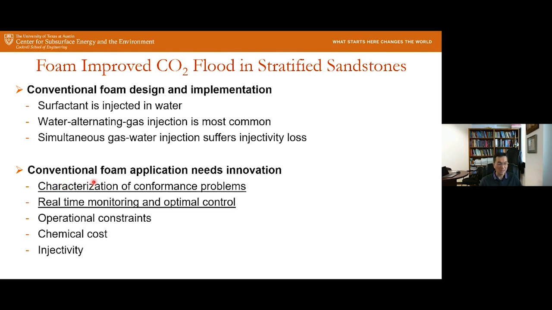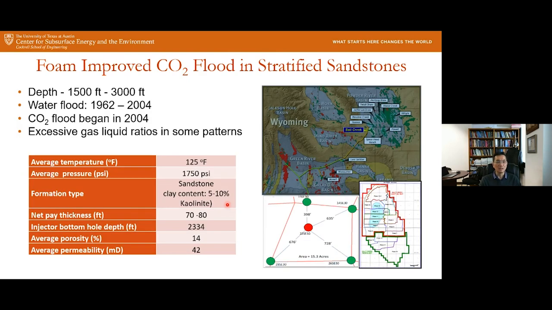But for this talk, for this particular pilot, the focus is to improve characterization of the conformance problem, and how to improve the monitoring and dynamic optimum control of foam performance. So let me first give you a little background about the pilot area where the pilot was implemented. It is in the Salt Creek reservoir unit, and the foam pilot was implemented on a five-spot pattern, as shown in this figure right here.